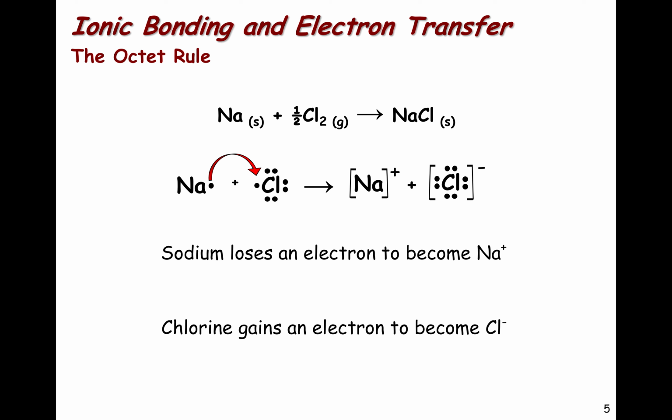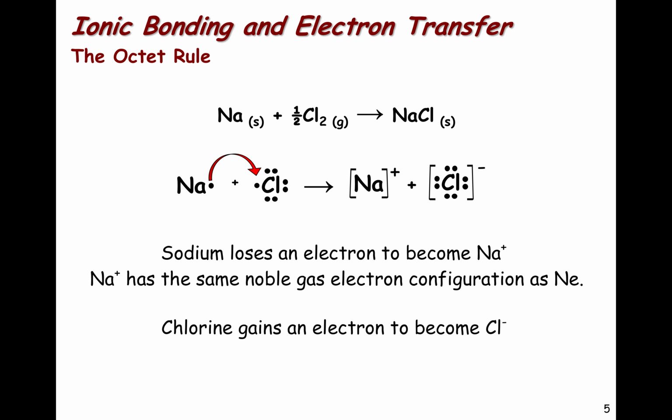So ultimately then, the sodium atom ends up losing its dot, its valence electron, to form the sodium cation, whereas the chlorine atom gains an electron from the sodium and forms the chloride anion.